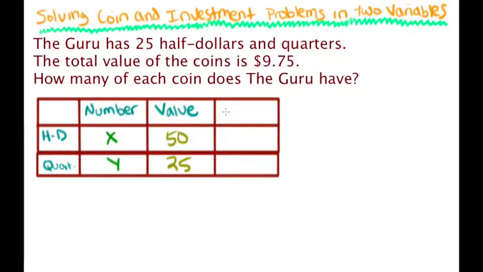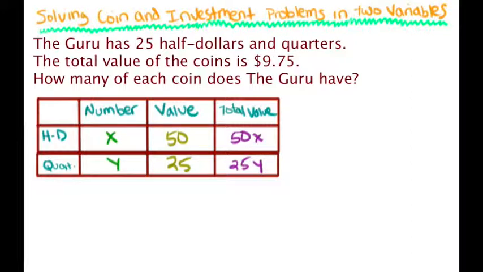And our last column is going to be the total value of the coins. So the total value of the half dollars and the total value of the quarters. So we just multiply the number and the value to get the total value. So this one would end up being 50x, and this one would be 25y.